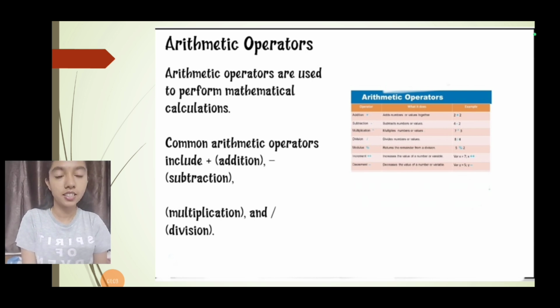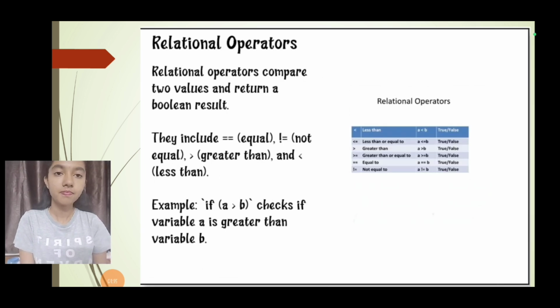Arithmetic operators. Arithmetic operators are used to perform mathematical calculations. Common arithmetic operators include addition, subtraction, multiplication, and division. Relational operators. Relational operators compare two values and return a Boolean result. They include equal, not equal, greater than, less than. Example, if A is greater than B, it checks if variable A is greater than variable B.